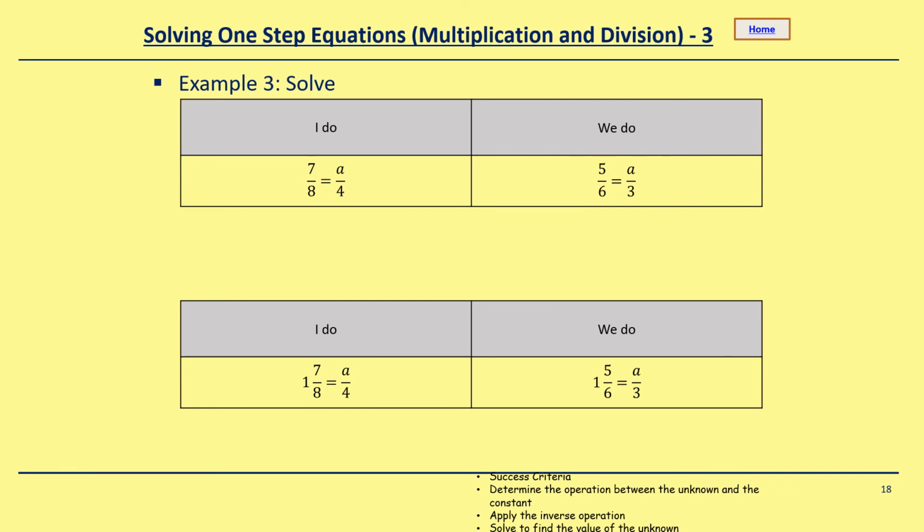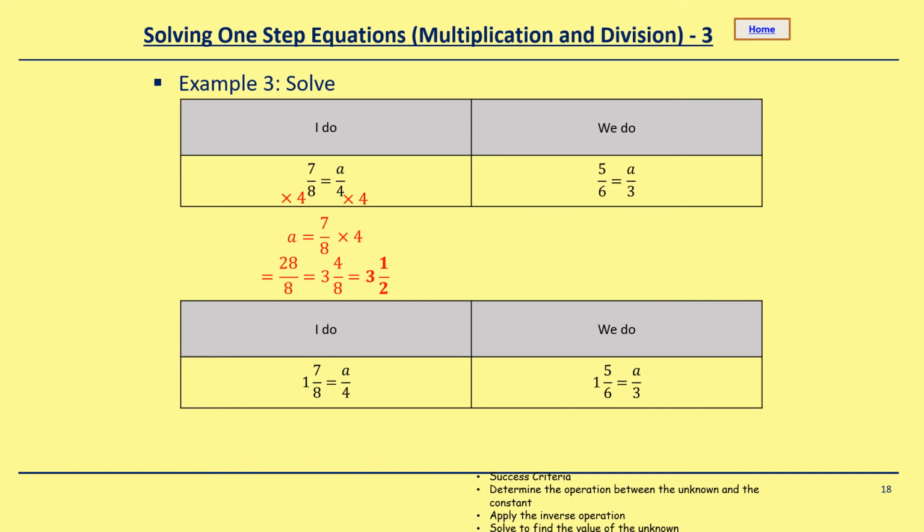In this example, you've got 7/8 equals A over 4. So the A has been divided by 4, the inverse is multiplied by 4. So 7 over 8 times 4 is 28 over 8. And that's 3 and 4 over 8, which is 3.5. So either of these answers would be acceptable.